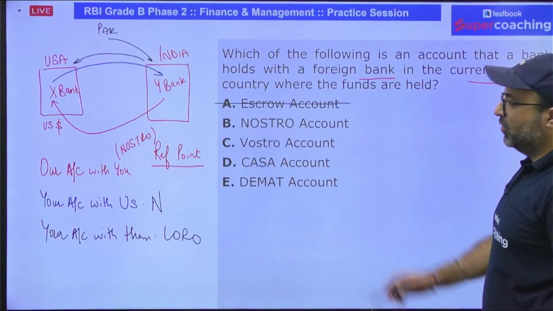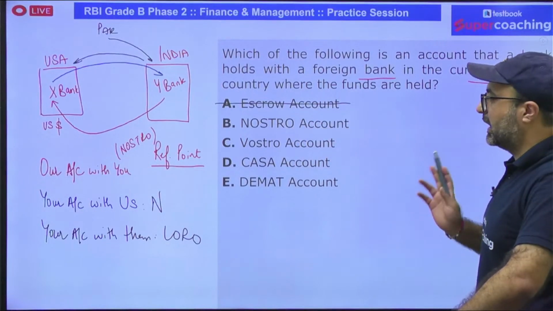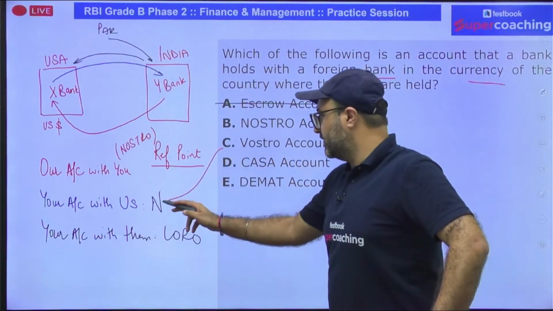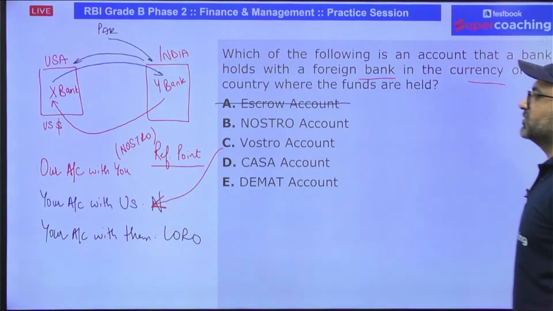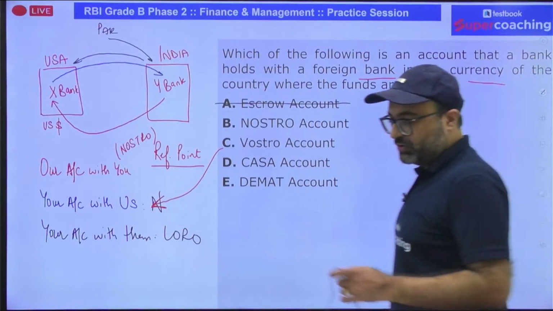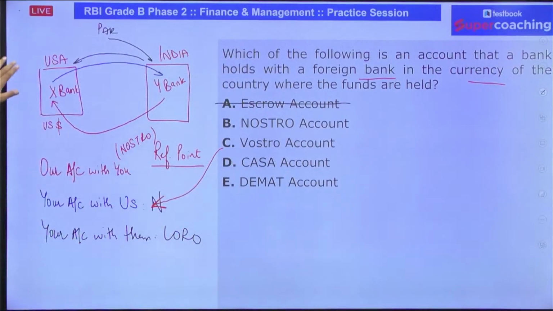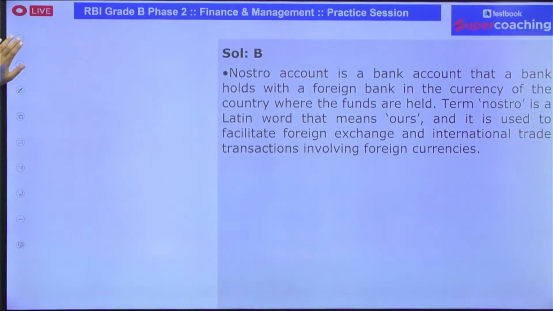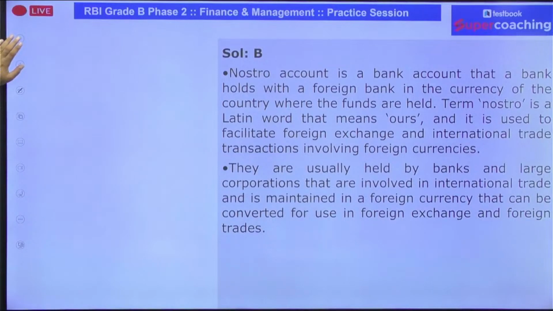So remember Nostro, NO, it starts with O, our account with you. And in case of Vostro, we have your account with us. Our account with you is Nostro, your account with us is Vostro, and their account with them is known as LORO. You need to remember all these terms, it's clearly mentioned. Clear, guys? So this means our account with you.